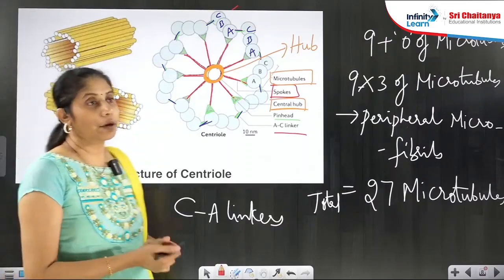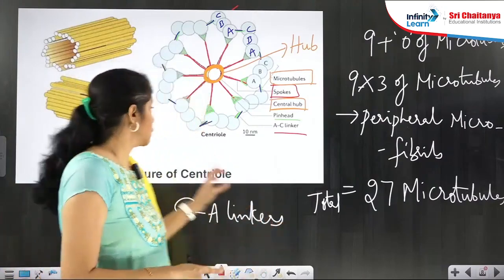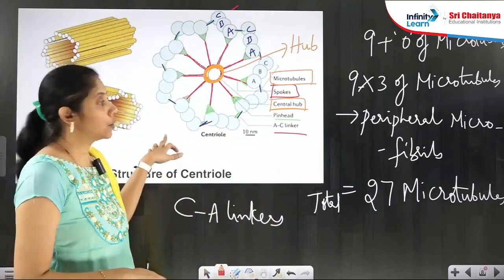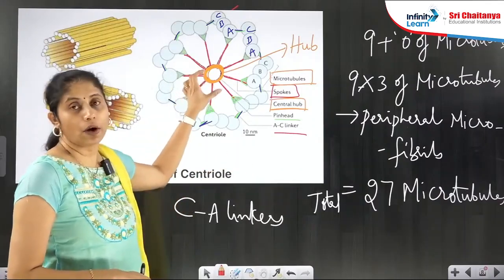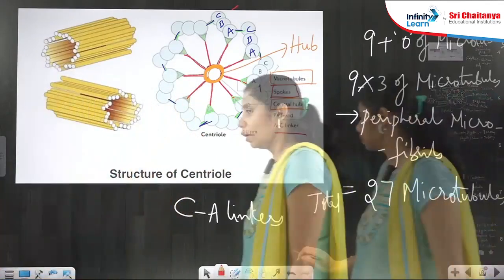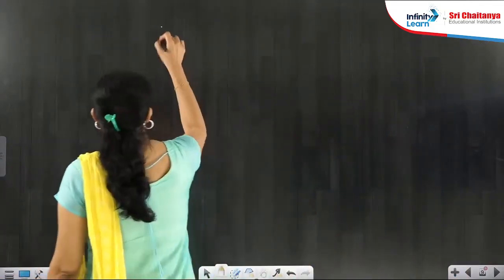What you have to remember is no central sheath, no plasma membrane. This is not covered by any membrane, no? So there is no membrane around it and there is no central sheath here. That itself is called the hub. Okay, did you all understand this? Let us see the functions.